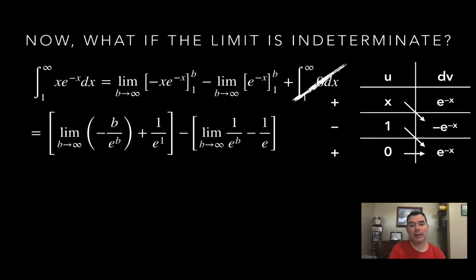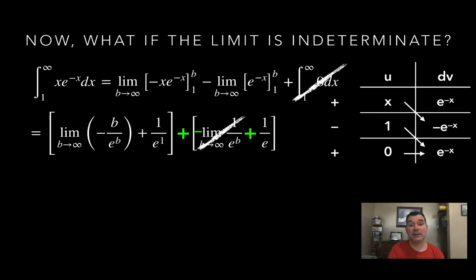And for the second one, I'm going to take the limit as b goes to infinity of 1 over e to the b. And then when I plug in 1 into that second one, I get 1 over e. So that's what I get. I'm just going to change that negative to a positive and change the signs of those things in the second set of brackets there, just to make it easier to work with.